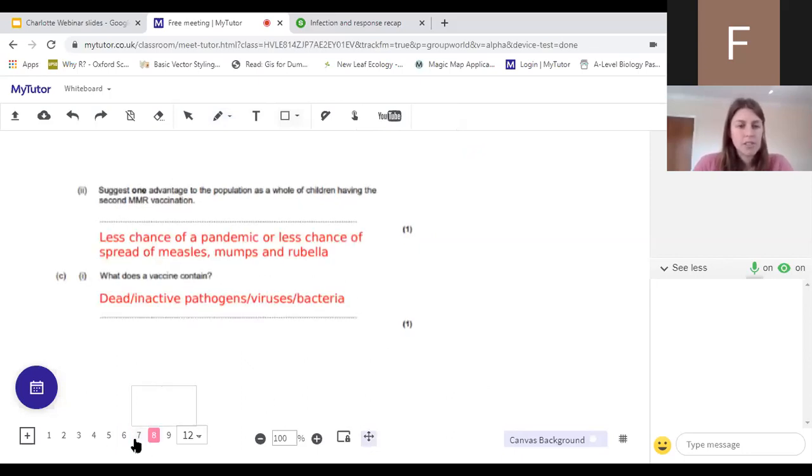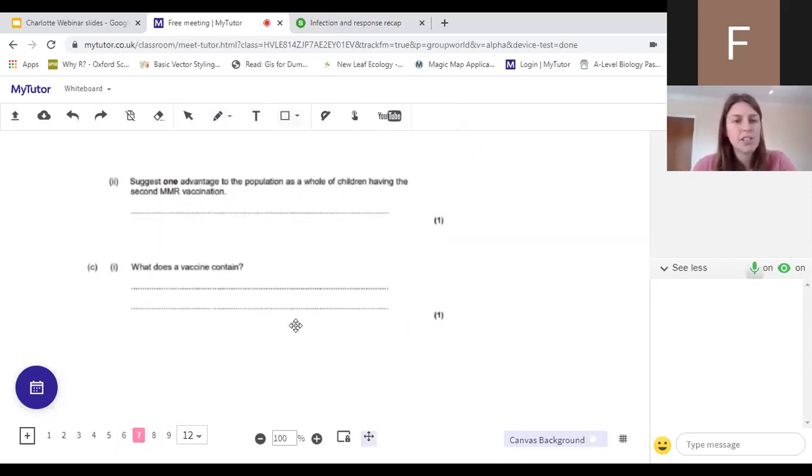See whether I've written the answers to this. I have. So suggest one advantage to the population. So we know we need one advantage to the population as a whole of children having the second MMR vaccine. And then what does the vaccine contain? So those are two things that we've talked about today.